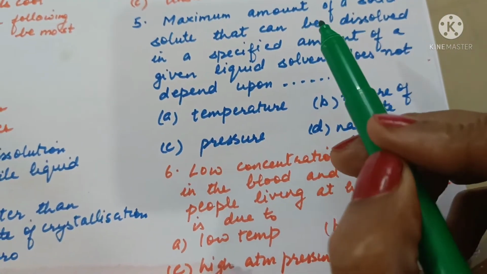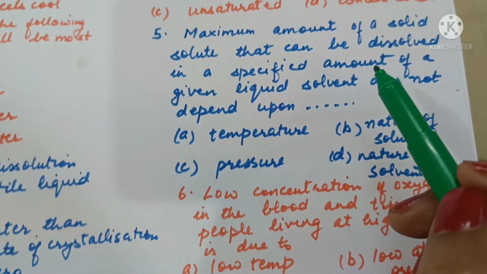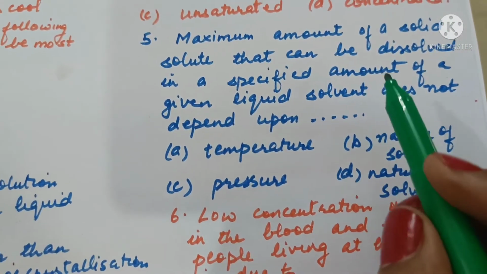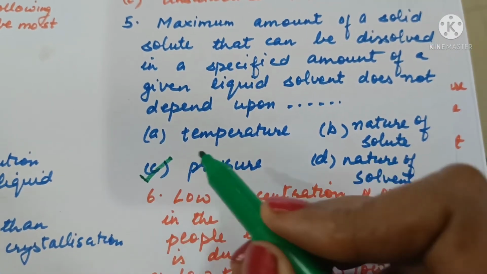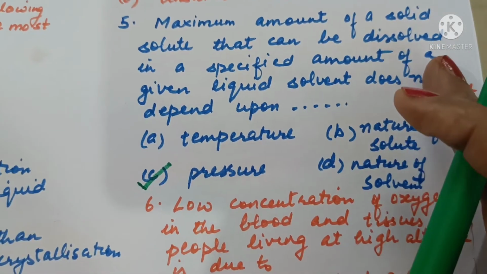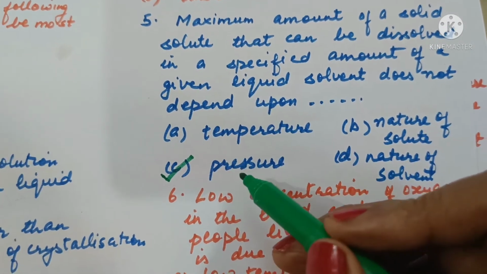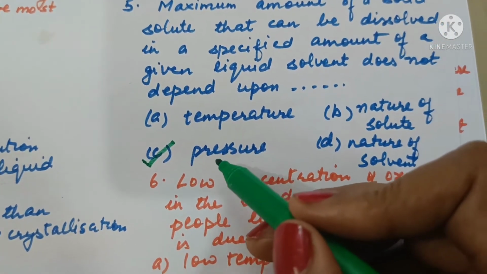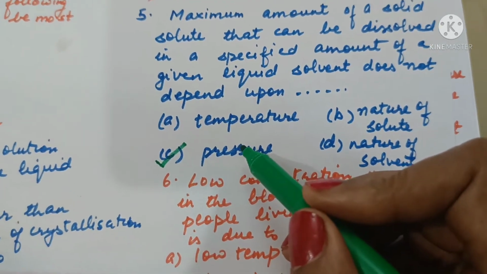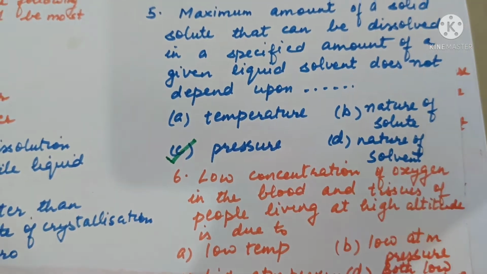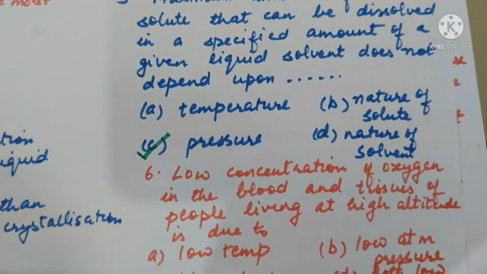Maximum amount of solid solute that can be dissolved in a specified amount of a given liquid solvent does not depend upon the pressure, because the solid and the liquid solvent both are incompressible. So increase of pressure will not compress the liquid or the solid, and so the dissolution will not be affected.